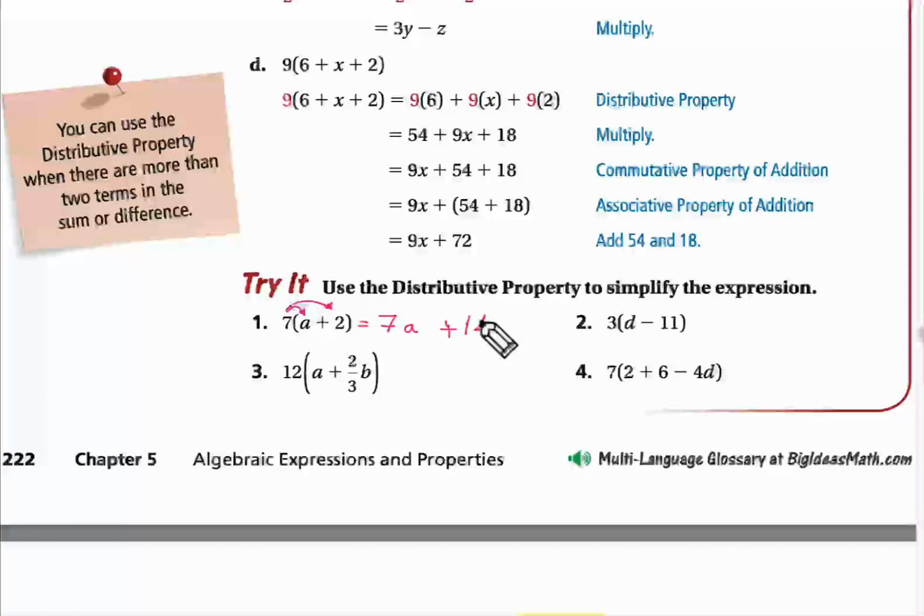Muhammad Qasim? Yes. Question number 2. 3 times the quantity d minus 11. Okay. We will use the distributive property. So we split the 3 by the first term and by the second term. Yes. 3 multiplied by 11 makes 33.